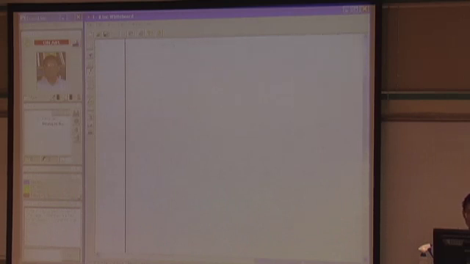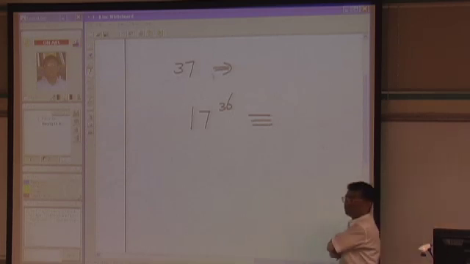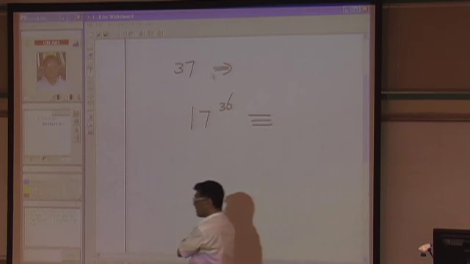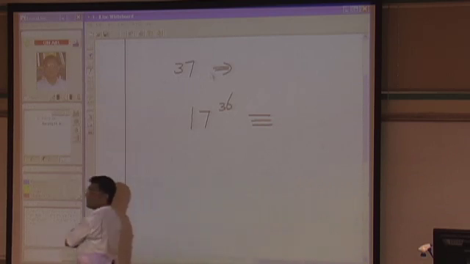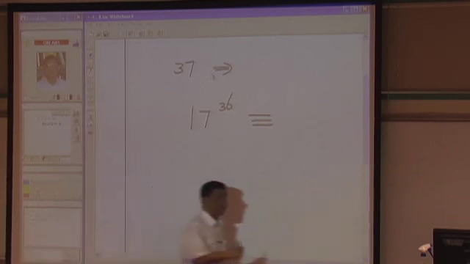So assume that you are asked to answer this question. For instance, 37 is prime. So find this number. With mod 37, what is this number? Because of Fermat's little theorem, this number is 1.